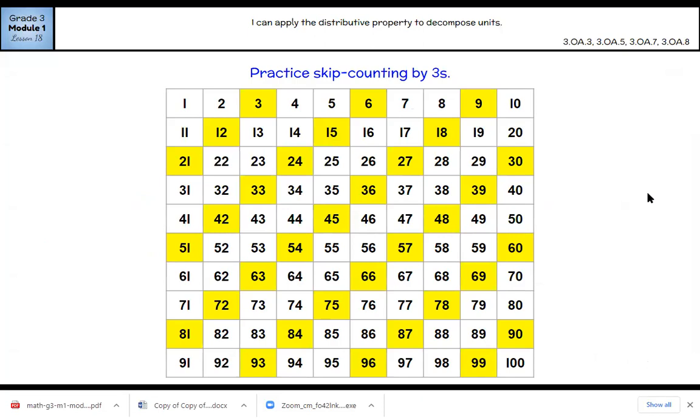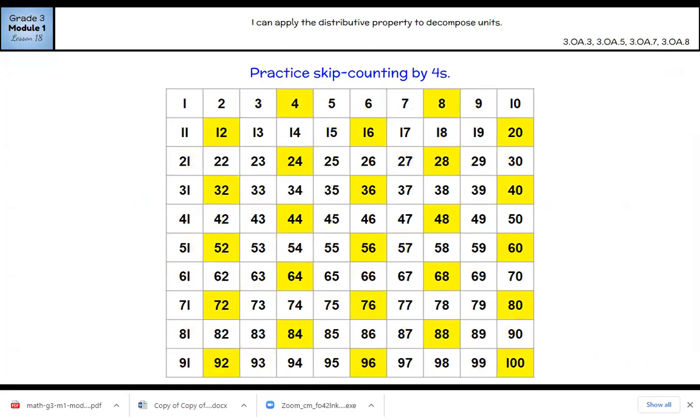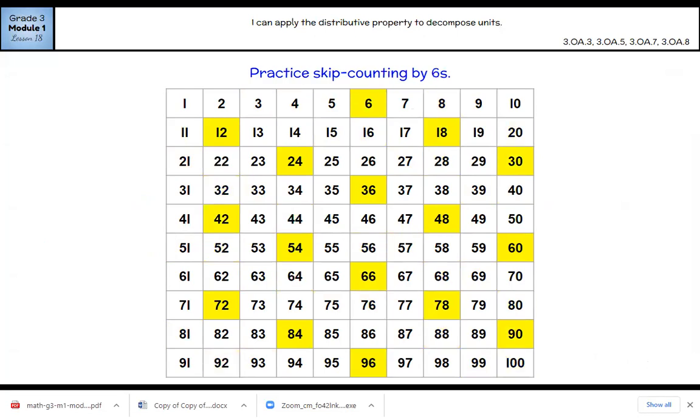Okay, I'd like you to pause your screen and practice skip counting by threes. Pause your screen and practice skip counting by fours. Pause your screen and practice skip counting by sixes.